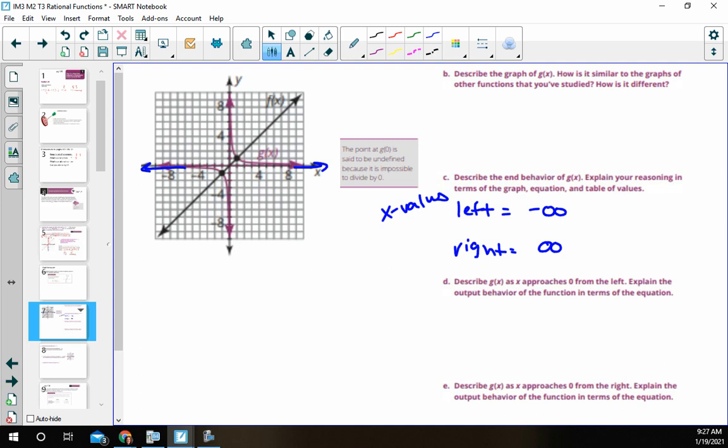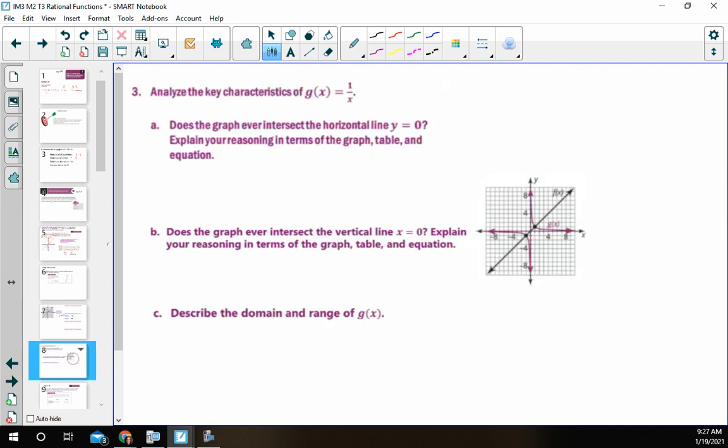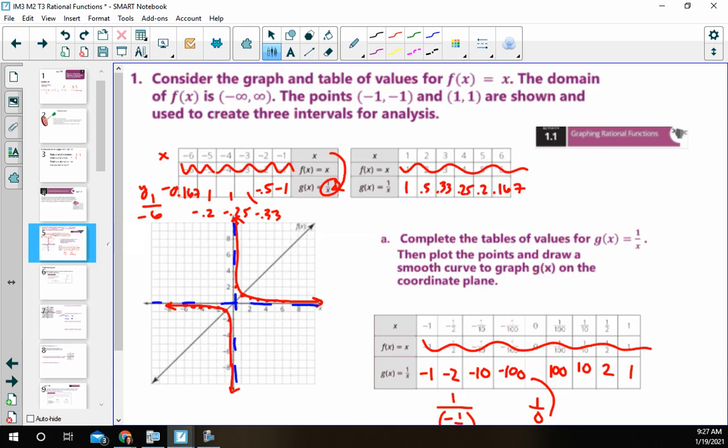Okay, so describe g of x as x approaches 0 from the left, and the output behavior of the function. We're going to go ahead and skip D and E here. So it says, does the graph ever intersect the horizontal line y equals 0? If I go back to my picture, does it ever intersect this line, horizontal, left to right? It does not.